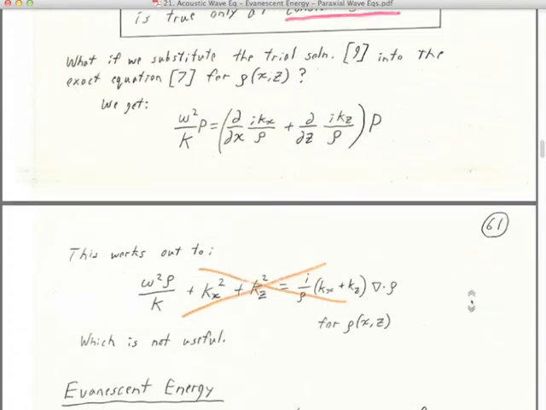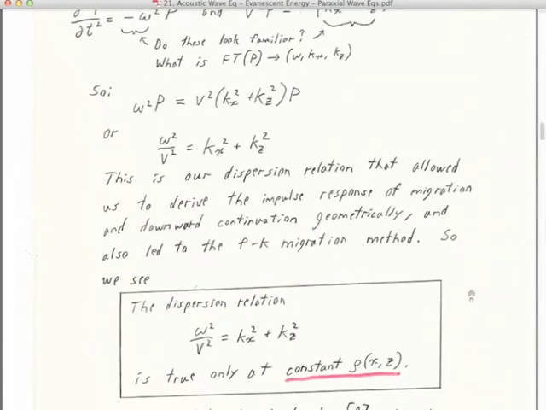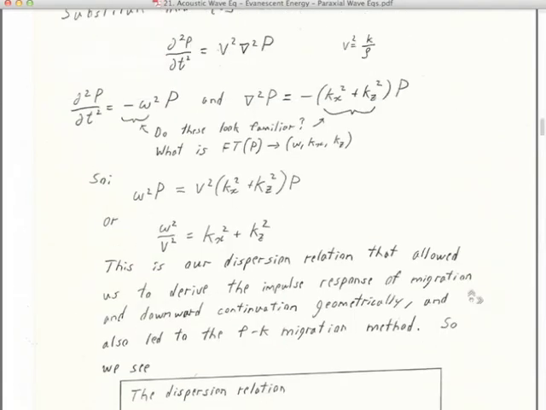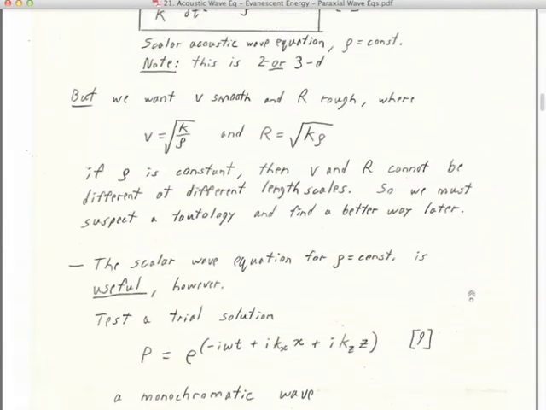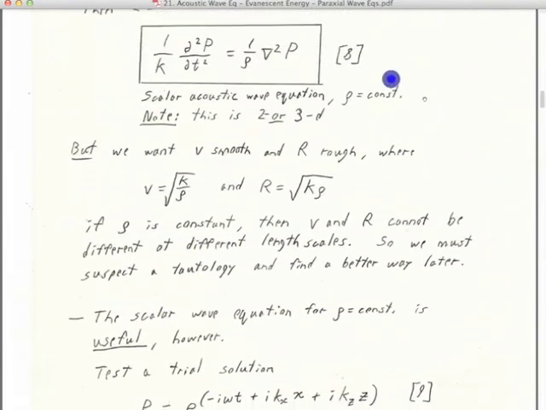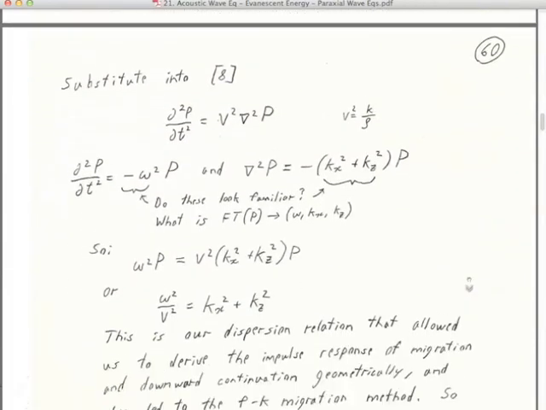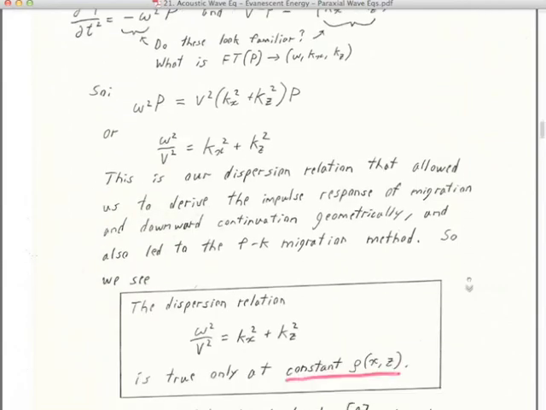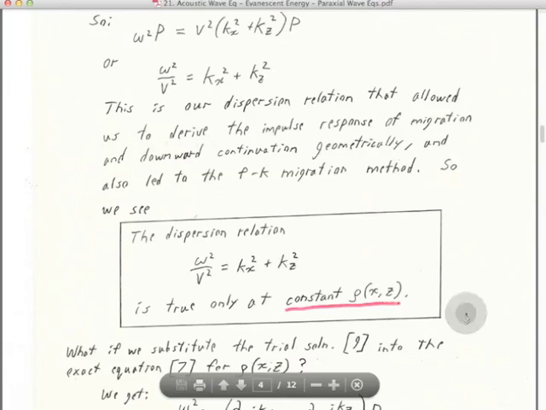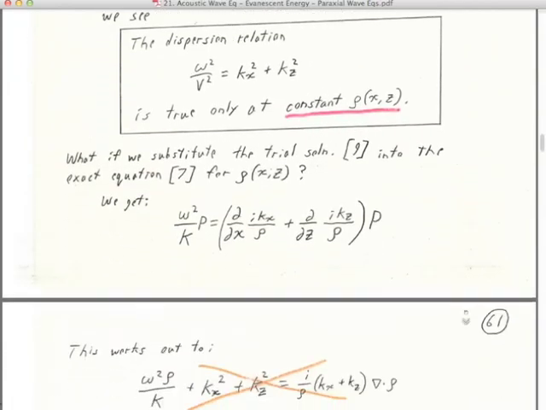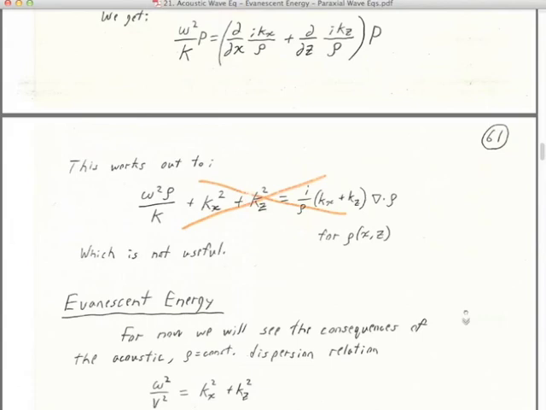Okay. So that's a little bit of information, again, on the background of what we're doing and the actual wave equation we're using, number 8 here, and how under this assumption of constant density, it leads to our familiar and useful dispersion relation, which we're going to keep using. We're going to keep using these assumptions.